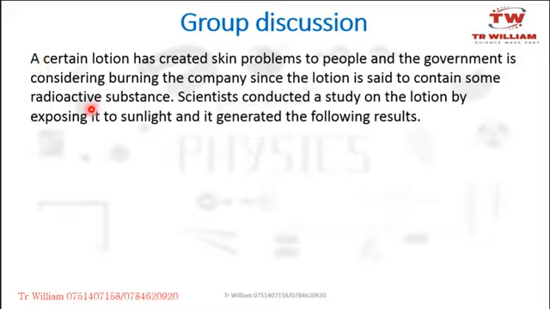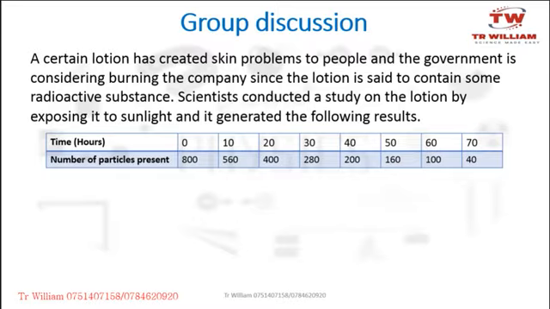And the question goes as follows: a certain lotion has created skin problems to people, and the government is considering banning the company since the lotion is said to contain some radioactive substance. Scientists conducted a study on the lotion by exposing it to sunlight, and it generated the following results. So scientists are trying to study what is the issue with this lotion.